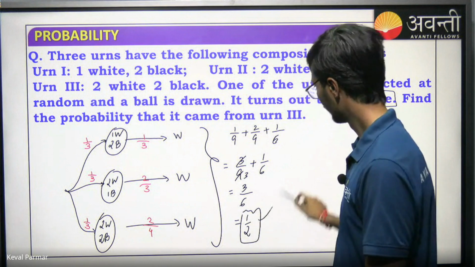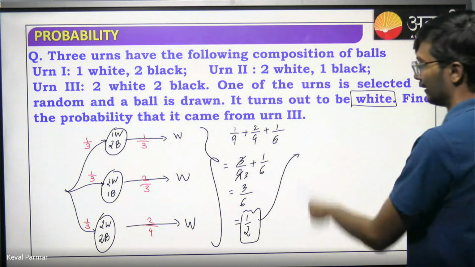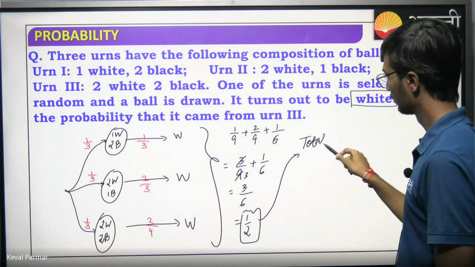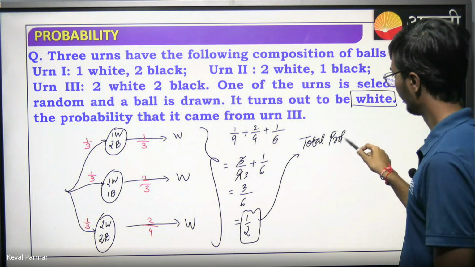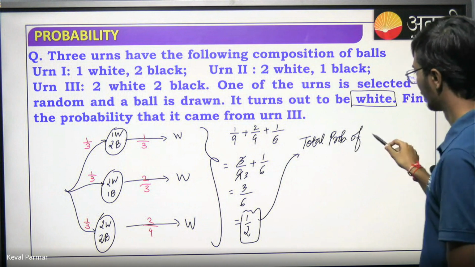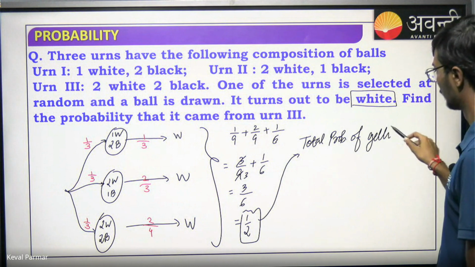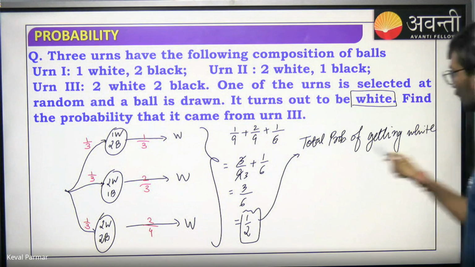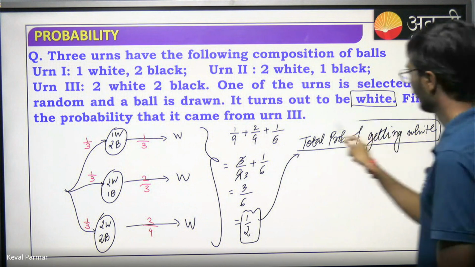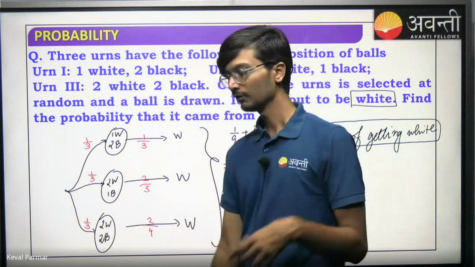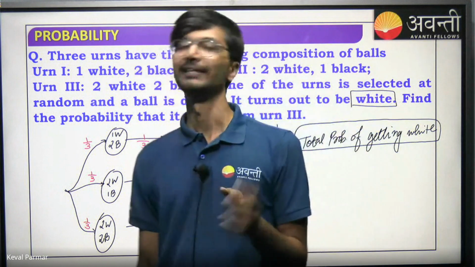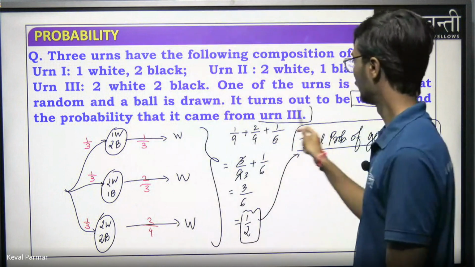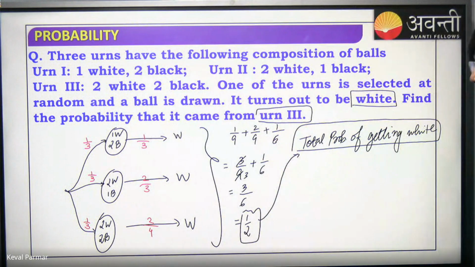Now, what is this, guys? Let me write it here. This is the total probability of getting white. Total probability of getting white. Now, out of this total probability, what do we want? We want that it came from urn 3. So, what is the probability of urn 3?